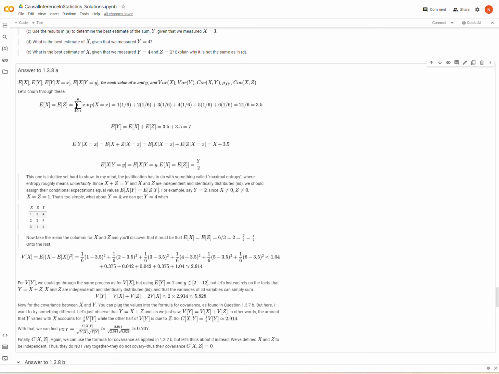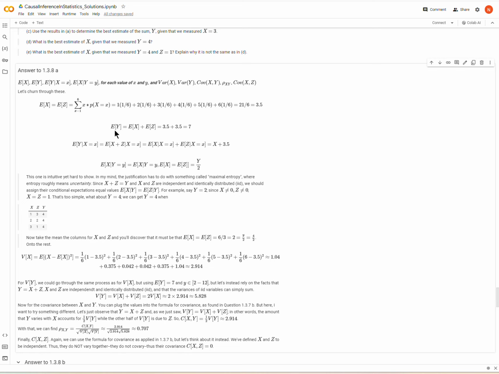And the formula, you can look it up in 1.37, is the sum of the products, where the products are the values of the die, 1 through 6, and then the probability that x equals that value. Okay, so it looks like this. And it should equal 3.5, right? So the expected value for both x and z should be 3.5.